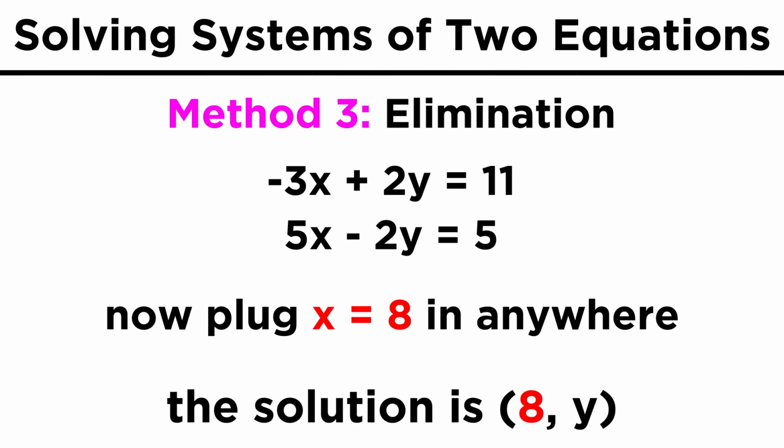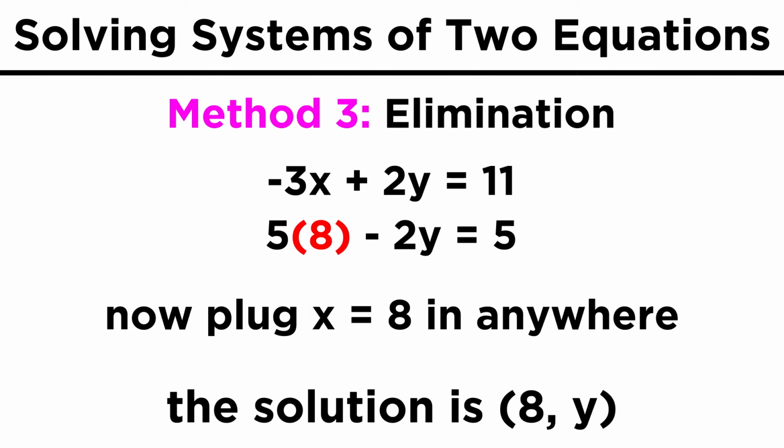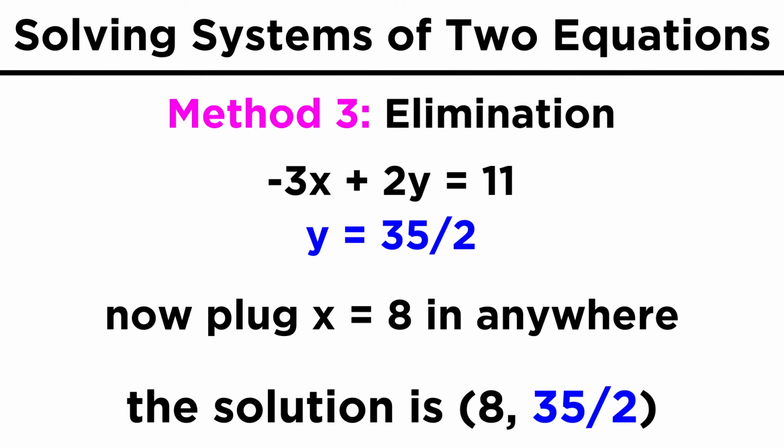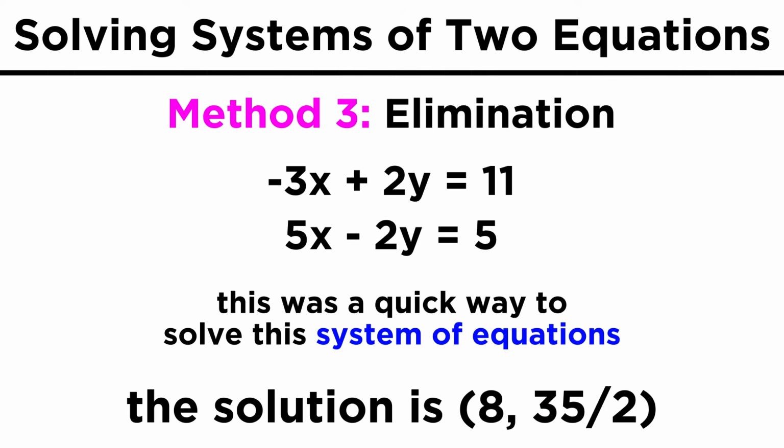Then we can plug 8 into one of these, like the bottom one. We get 40 minus 2y equals 5, negative 2y equals negative 35, and y equals 35 halves. So this was a pretty fast way to solve this system.